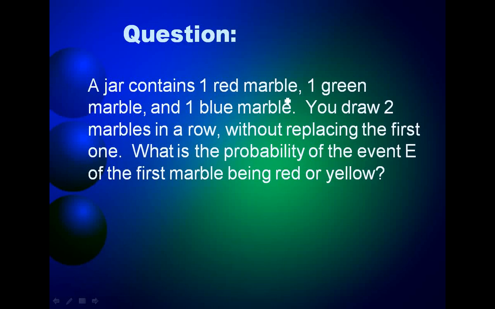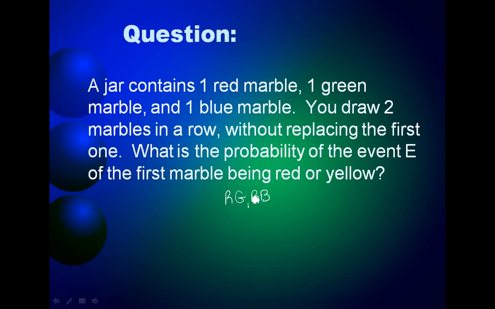Okay, a jar contains a red marble, a green marble, and a blue marble, and you draw 2 marbles in a row without replacing the first one. What is the probability of the first marble being red or yellow? So I could pull out a red, then a green. I could pull out a red, then a blue.